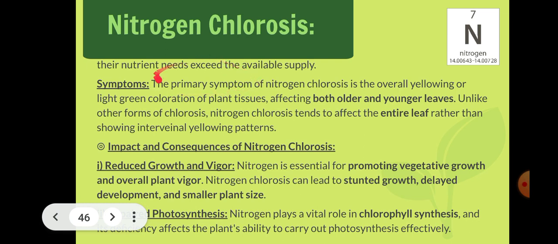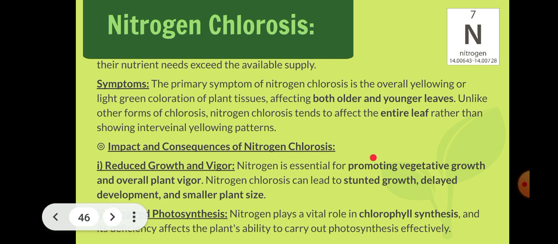The primary symptom of nitrogen chlorosis is the overall yellowing or light green coloration of the plant tissues, which affects both the older and younger leaves. Unlike other forms of chlorosis, nitrogen chlorosis tends to affect the entire leaf rather than showing an interveinal yellowing pattern. Now I will be talking about the impact and consequences of nitrogen chlorosis.